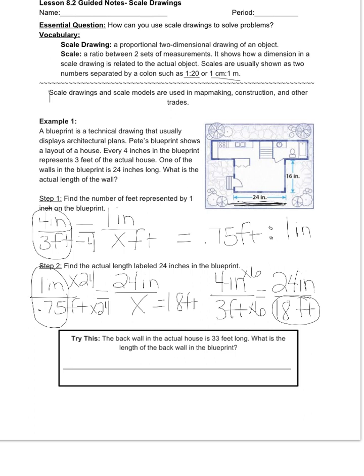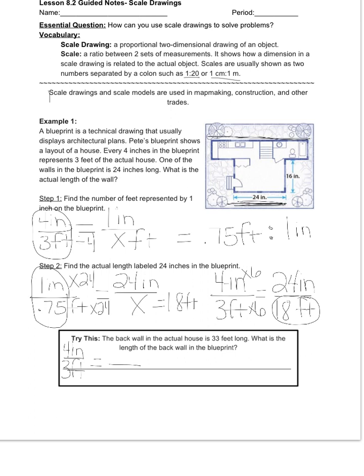Alright, so the back wall of the actual house is 33 feet long. What is the length of the back wall in the blueprint? So that's this wall right here. So setting up our proportion, I am going to use the original scale given to us in this problem, that 4 inches equal 3 feet.